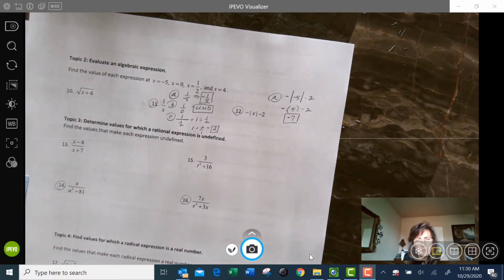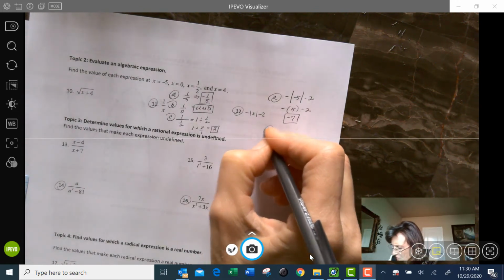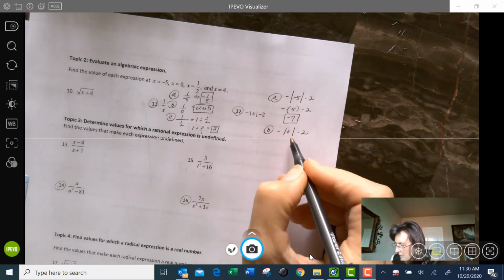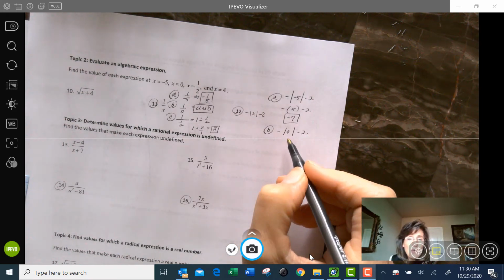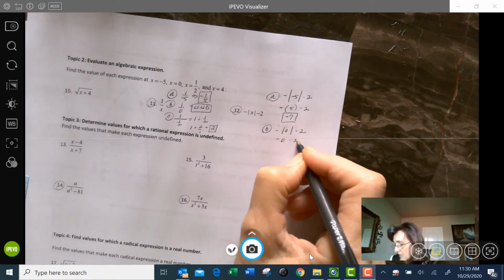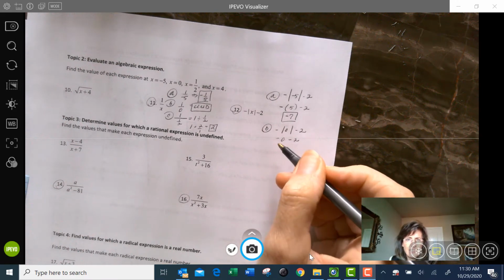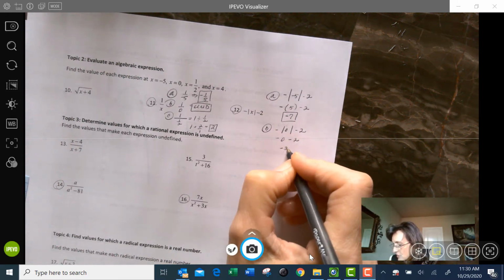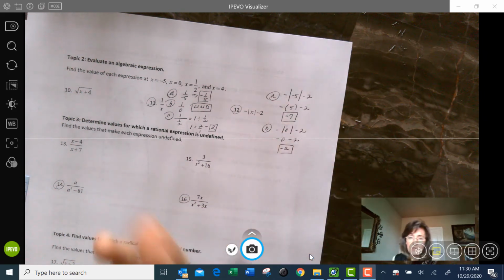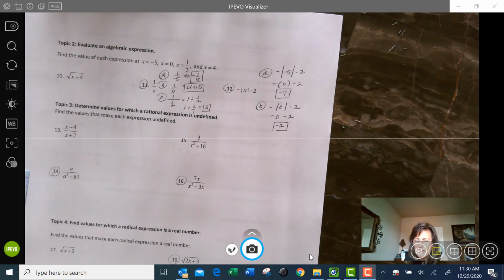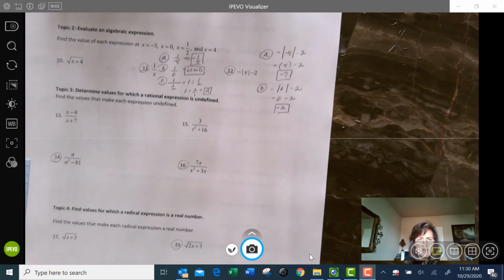Now, part B would be the x value of 0. That one's not quite as difficult. So I have the absolute value of 0. Well, 0 has no sign. It is not positive or negative. So you really can't do a whole lot with this, except that it looks like negative 0, but it's just 0. And 0 minus 2 would be negative 2. So that's evaluating, kind of practicing a little bit with fractions and absolute values.